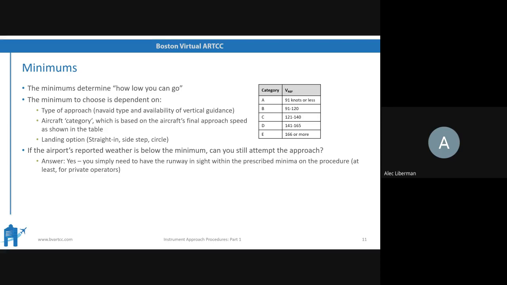Okay. So should you do it? No, probably not. Could you legally do it? If you're a private operator, yes. If you're an airline, probably not. It is true also that the weather stations can be inaccurate.